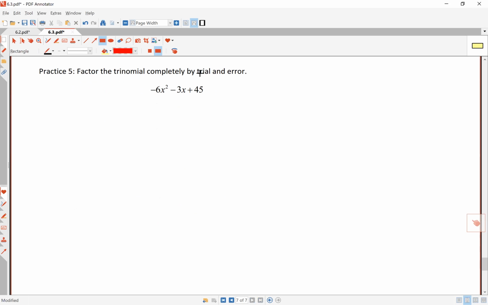Two things. We have a GCF, but the leading term is negative. So I'm going to factor out a negative 3. Dividing the first term by negative 3 leaves me with 2x squared. Second term by negative 3 leaves me with plus x. And the third term by negative 3 leaves me with negative 15.